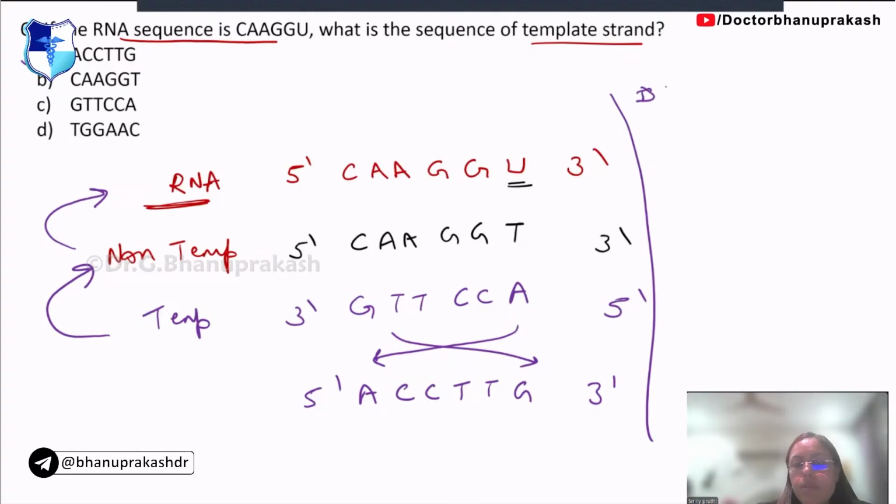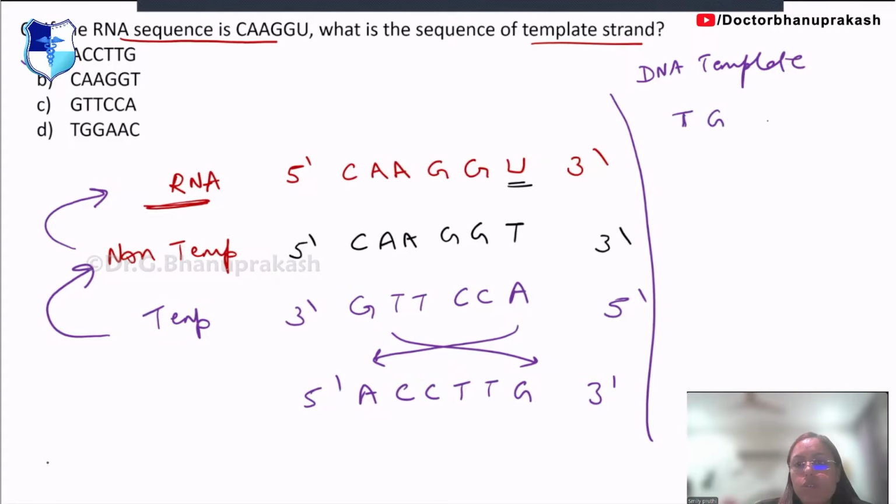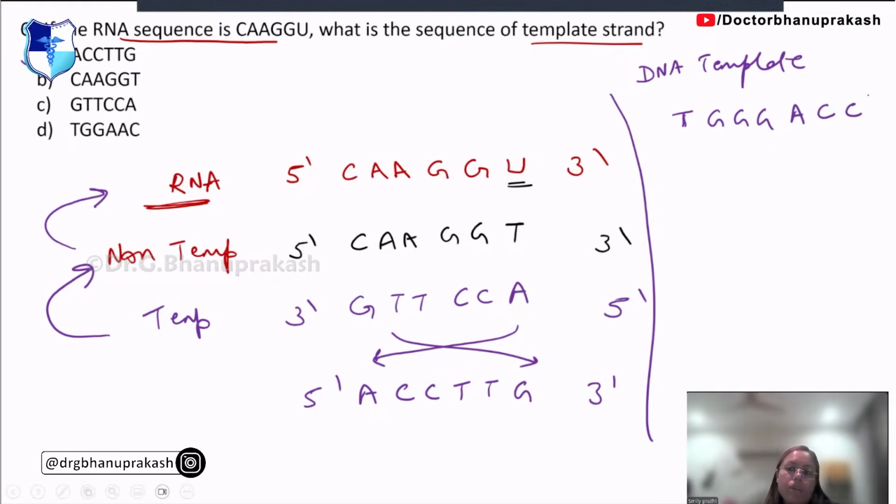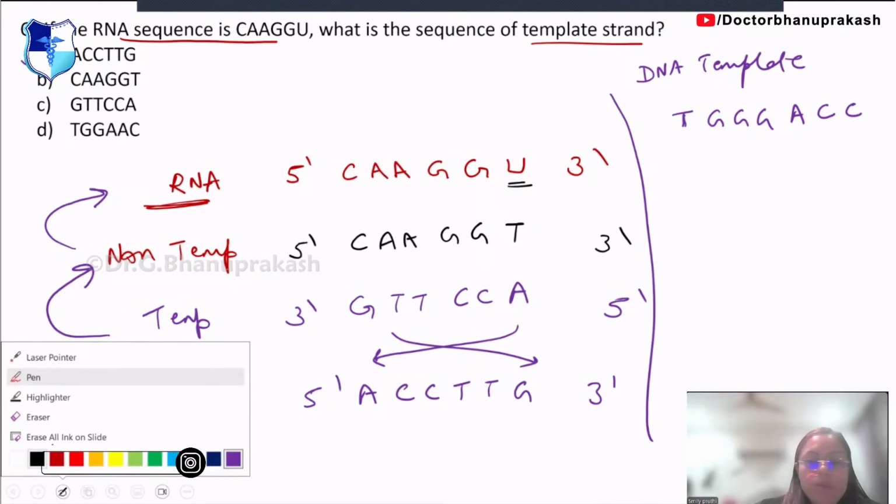Okay, let's say the DNA template strand is given. You want to practice the question, right? Let's say in the question the DNA template strand is given: T, G, G, G, A, C, C. Suppose this is given and now they are asking for the RNA in the question. Tell me the answer. Dr. Amit requested for this.